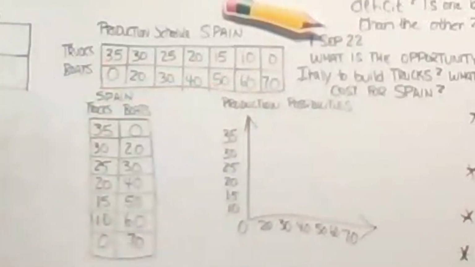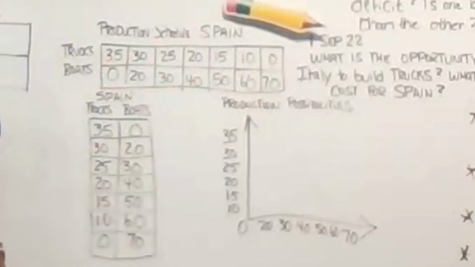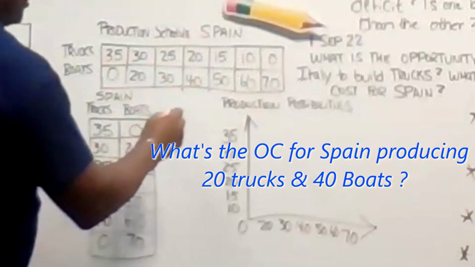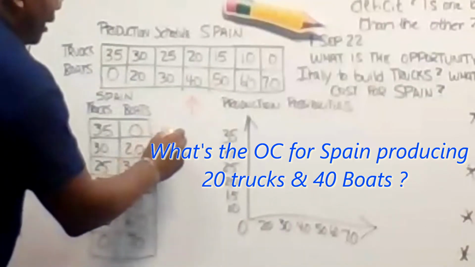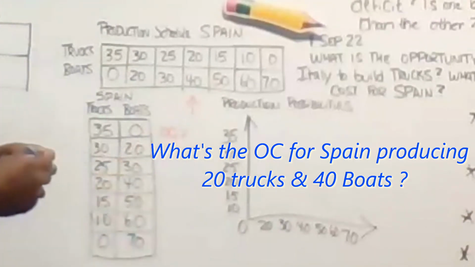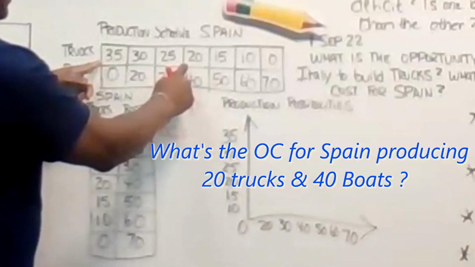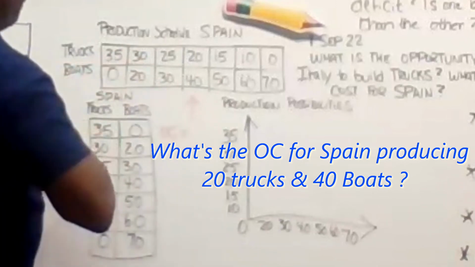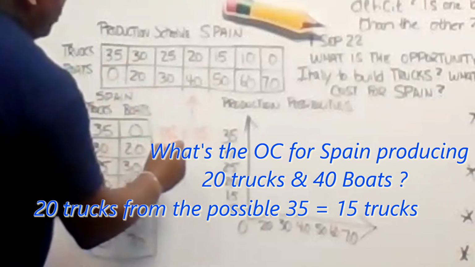Okay. Now we're going to look at opportunity cost again. Remember we said they could do this or that, and opportunity cost would be what they didn't do. If they decide to do, let's say, 20 trucks and 40 boats, what would be the opportunity cost? What's my OC? Well, I would look at what I could have done. My max of trucks should have been 35, but I did 20. 35 minus 20 would be 15. My opportunity cost would be 15 trucks.